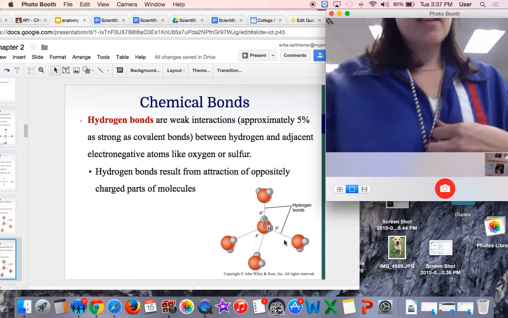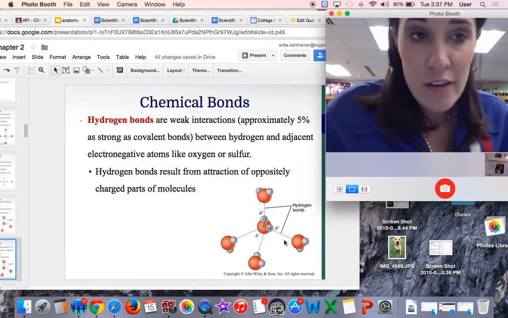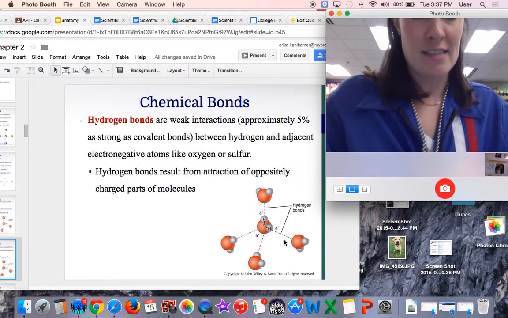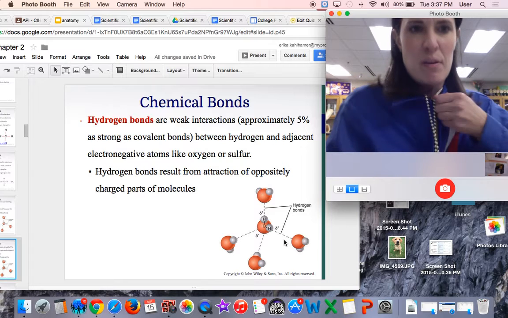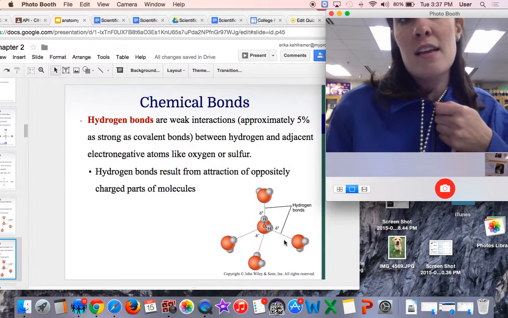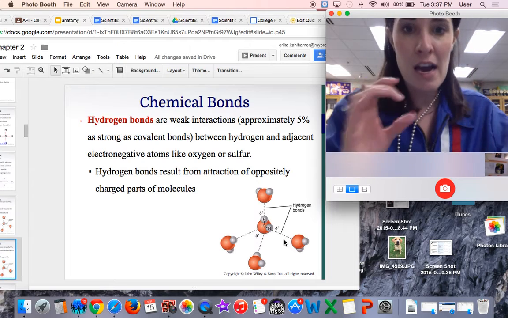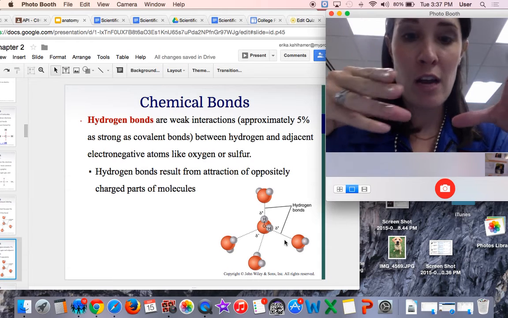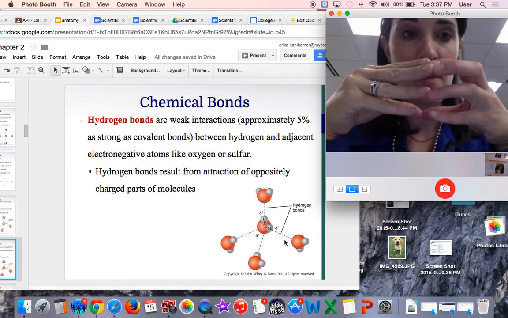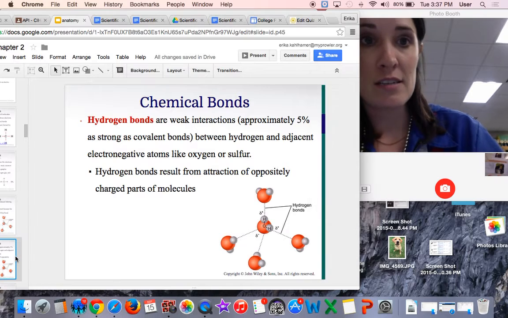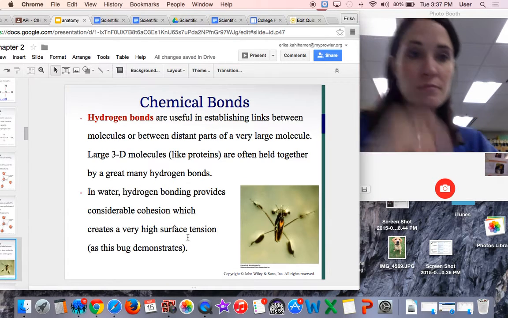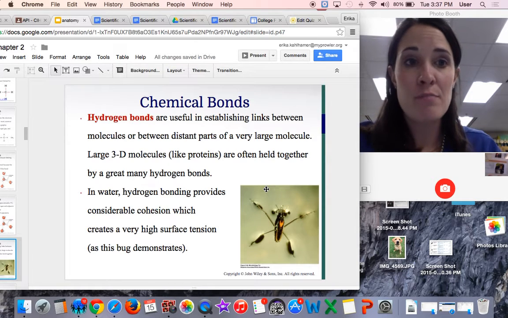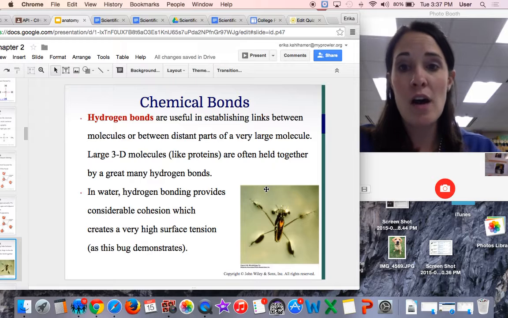Hydrogen bonds, I like to use the example of a zipper. They're weak interactions, okay? About 5% as strong as covalent, but they're convenient. They can form easily, just like it's easy to zip up a zipper, or they can break easily, just like unzipping, zipping, unzipping. Hydrogen bonds, like you think of ice. When you freeze water, it can become ice, easily forming those tighter bonds, and they can also loosen easily or break when they melt.